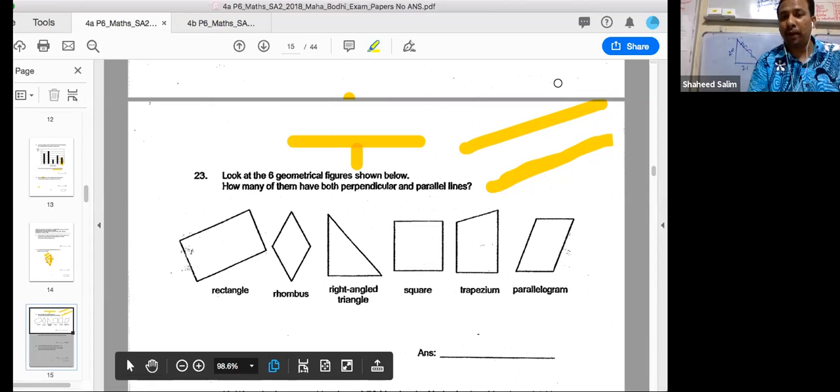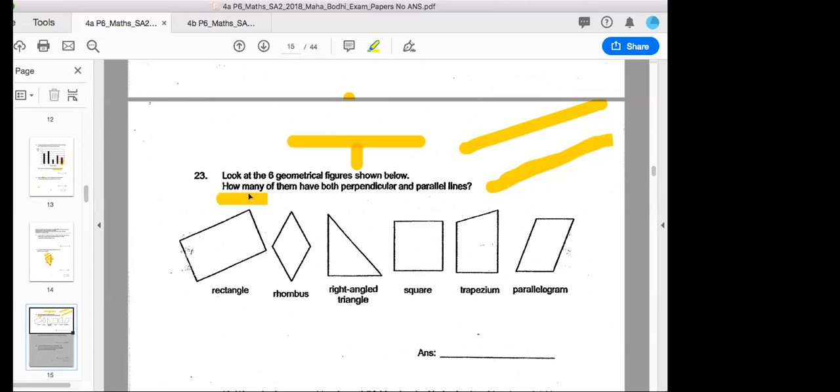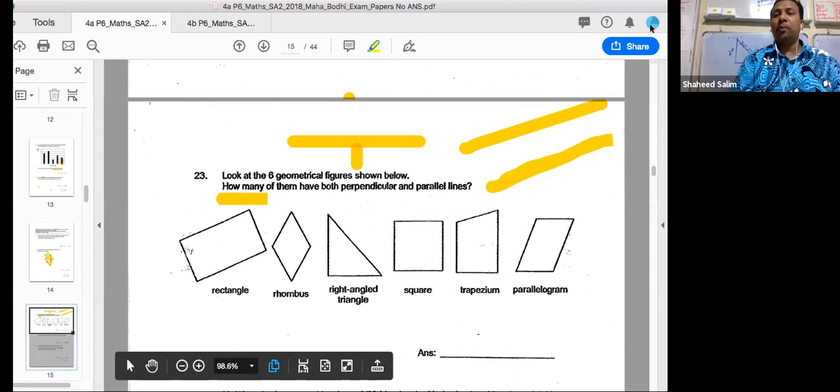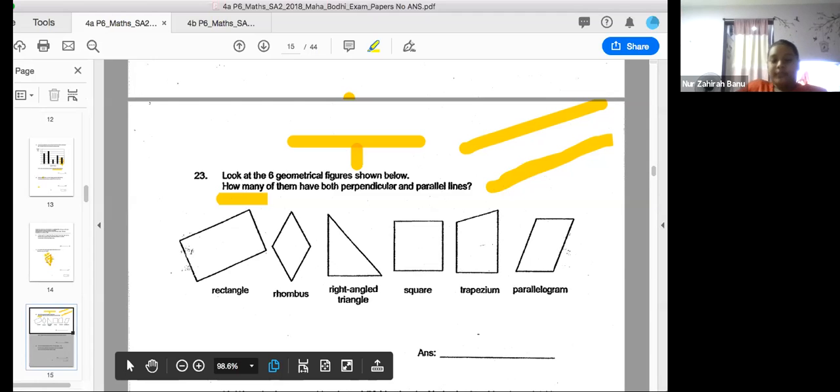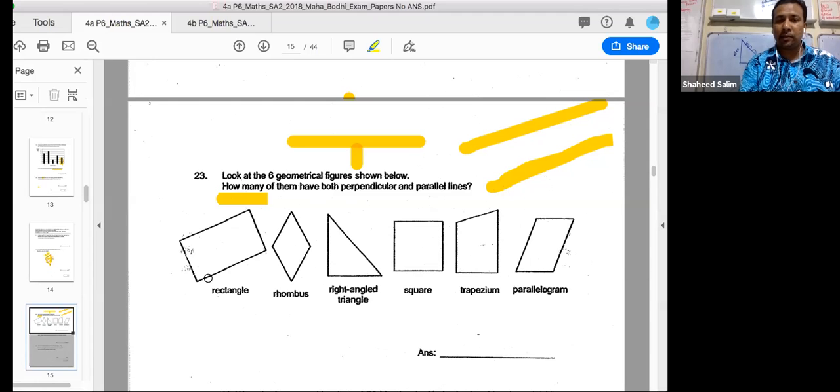Okay, we go through one by one then. They ask how many. Three. Okay, let us see one by one. This one is a rectangle. Does it have perpendicular lines? Yes, down here, the 90 degrees.